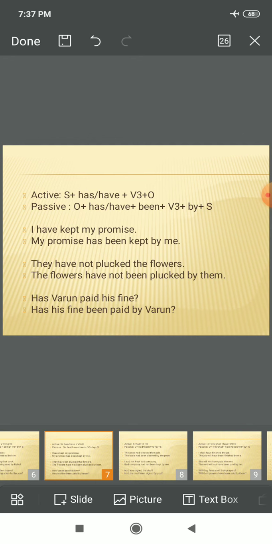Has Varun paid his fine? Question mark. Has Varun paid his fine, right? Has will remain has because in interrogative the same helping verb comes in the beginning. So Varun is also singular, fine is also a singular thing, right? Has his fine been paid by Varun, right?